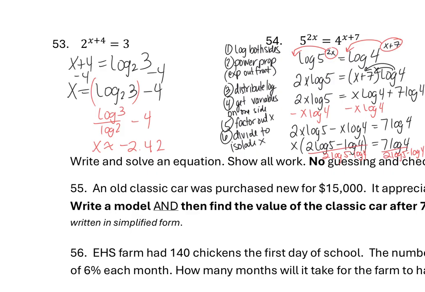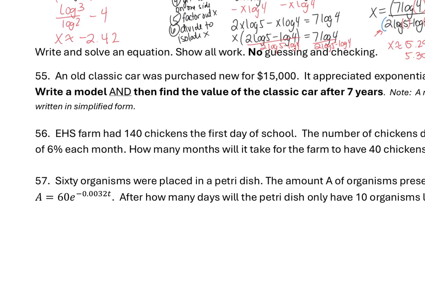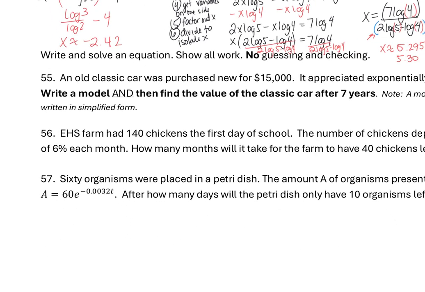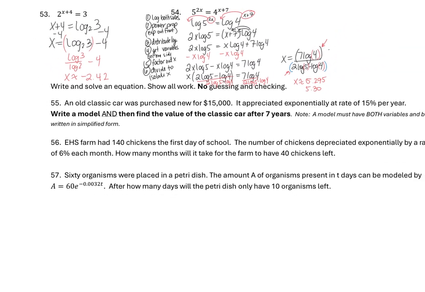Okay, and the last set. Solve an equation, show all work, no guessing and checking. An old classic car was purchased new for $15,000. It appreciated exponentially at a rate of 15% per year. Write a model and then find the value of the classic car after 7 years.